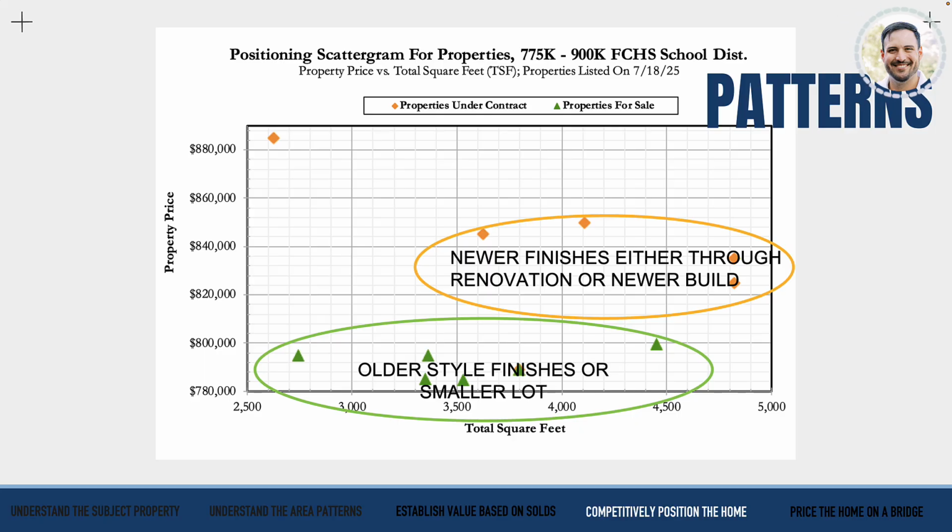So when we look at positioning, we already know which of these two categories we fit into. We know we're probably going to be in this older style finishes or smaller lot, which again matches our kind of pricing idea, where we're going to look from base value going down, which you can see here. We're probably going to be in that lower level because it matches the pattern we fit.